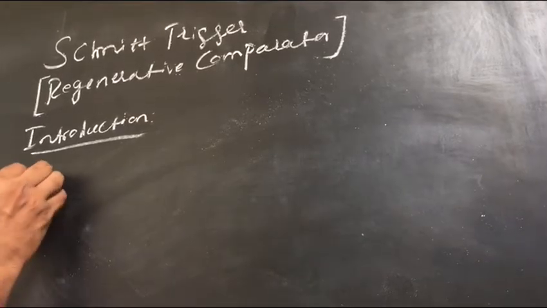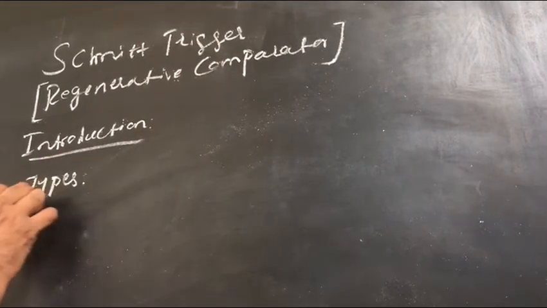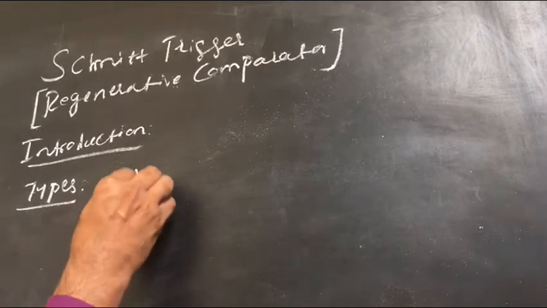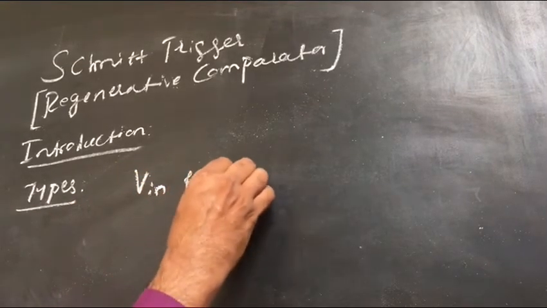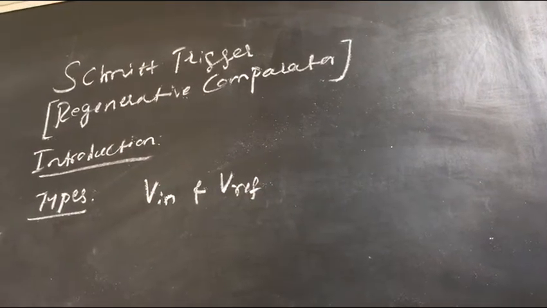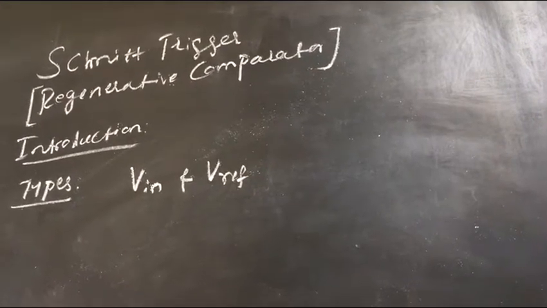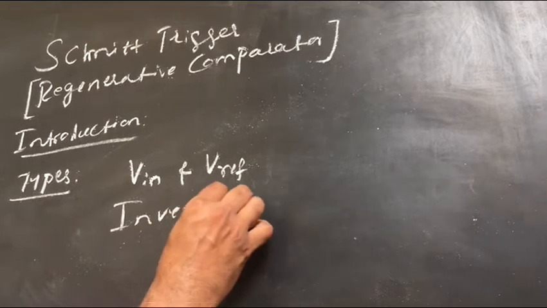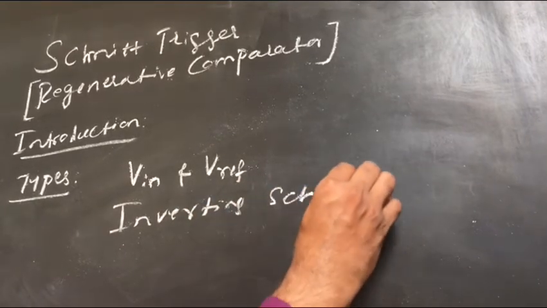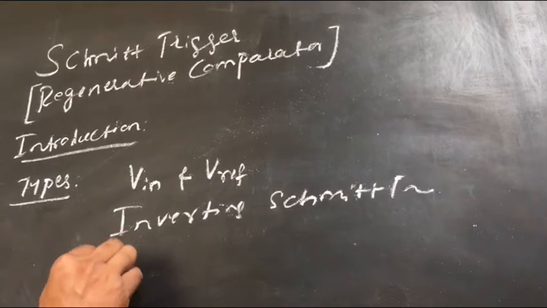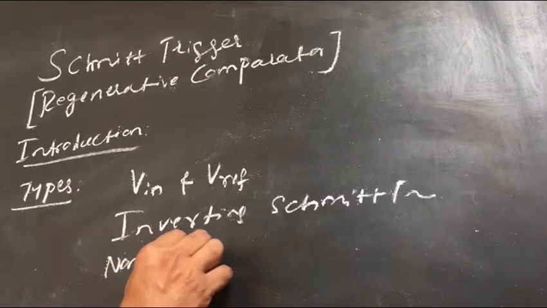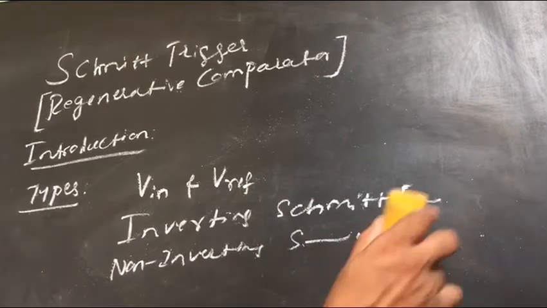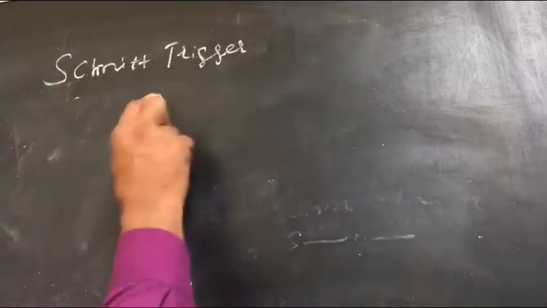Now let us see what are the types of Schmitt triggers. Based on the connection of input voltage Vin and reference voltage V reference to the terminals of the op-amp, we can classify the Schmitt trigger into two types. One is inverting Schmitt trigger and the other is non-inverting Schmitt trigger. Now let us discuss the first type, that is inverting Schmitt trigger.